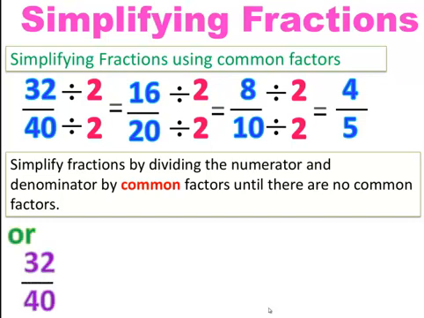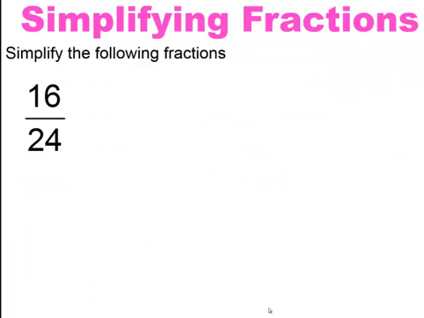So if you knew right off the bat that the highest common factor is 8, you could simply divide the numerator and the denominator by that highest common factor and have your reduced fraction. It doesn't matter which method you're using to reduce. What matters is your final answer must be in simplest fraction form. Pause and try.